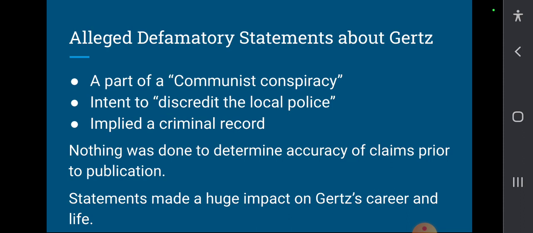How do you think these allegations affected Gertz's reputation? As Gertz was a defense attorney, along with the time period this took place in, the mid-70s, these allegations made a huge impact on Gertz's social and professional life.